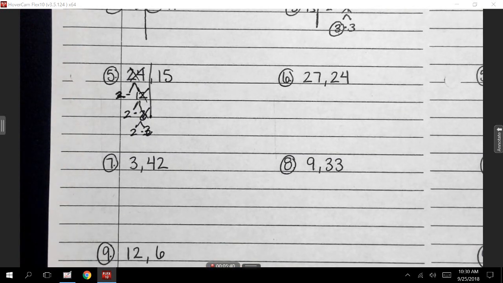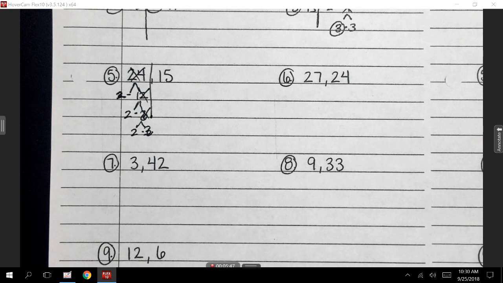Yes, Javon? You put 3 times 8. That's fine. And then you split your 8 up. Make sure we split our 8 up.